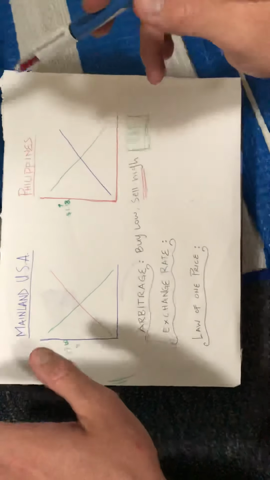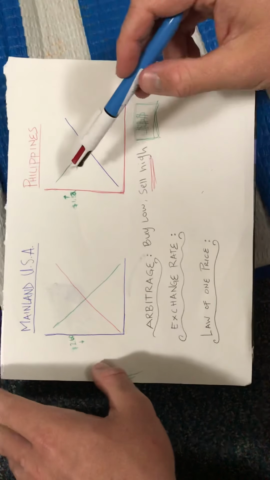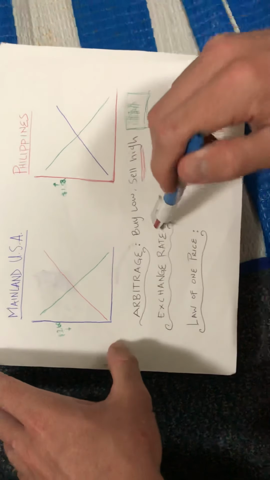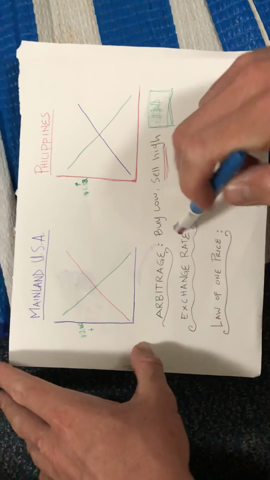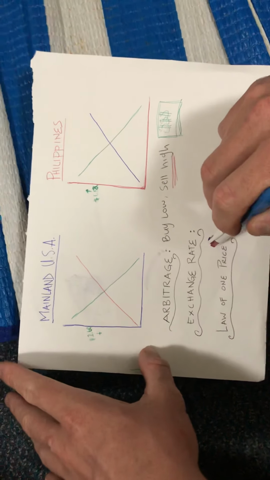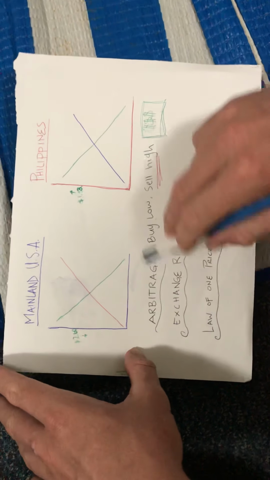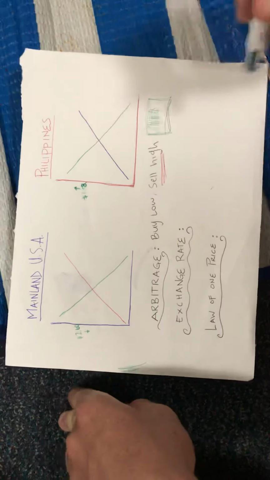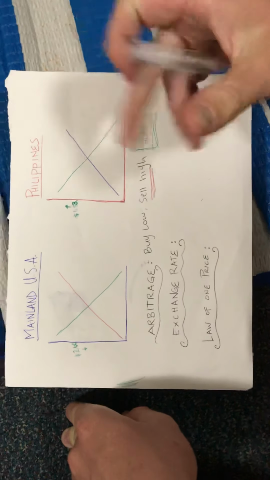While we explain what arbitrage is with these graphs, we'll notice how the exchange rate is the cause and the effect of arbitrage is the law of one price. And hopefully this will help you understand a little bit more as you study macroeconomics.